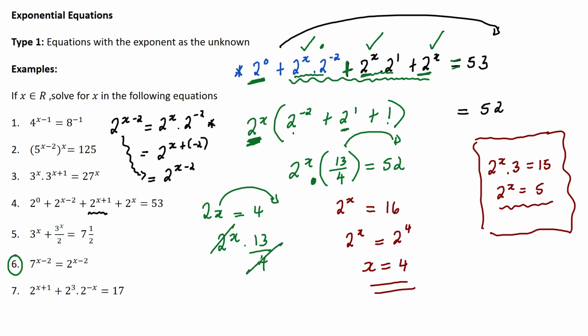You can't do that because these are not the same bases. Impossible, right? So basically, that's what you get. I'm hoping that you're getting the idea. So that's why I'm saying you divide everything by 13 over 4.